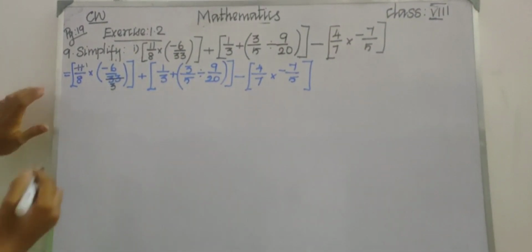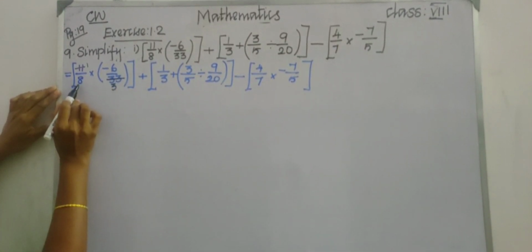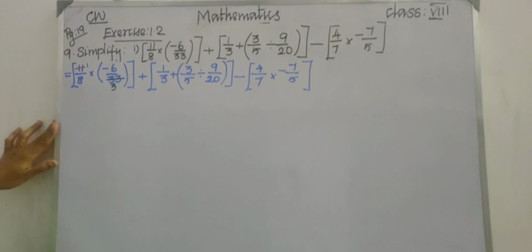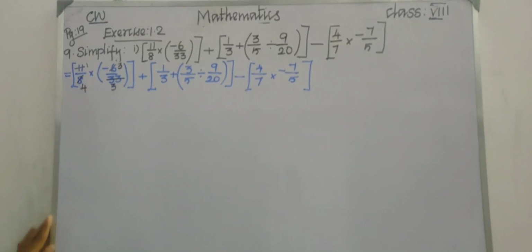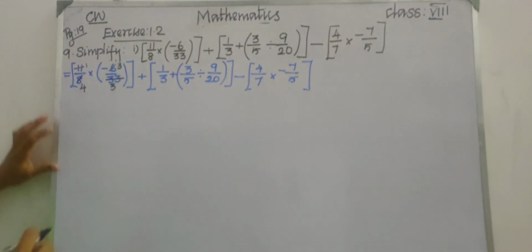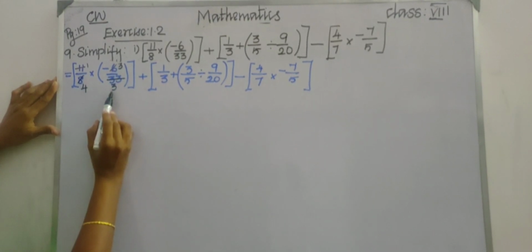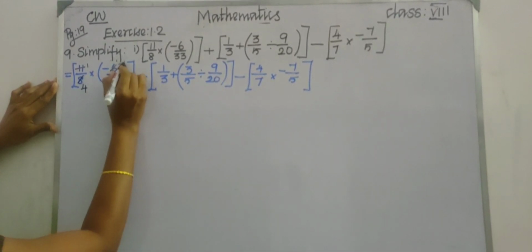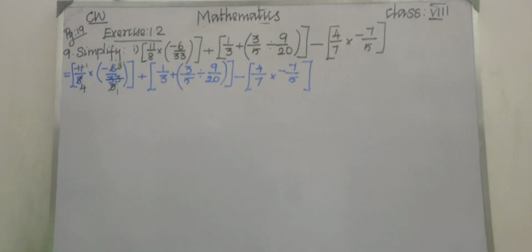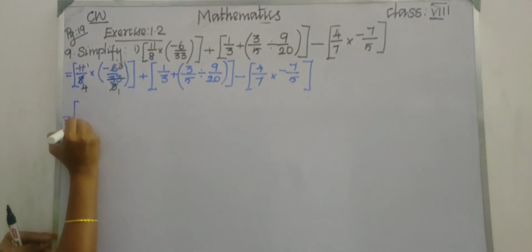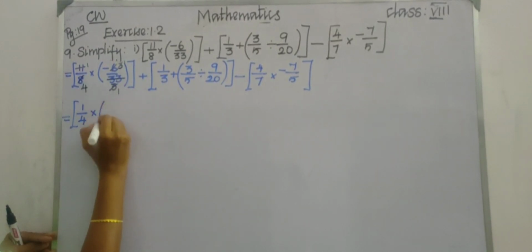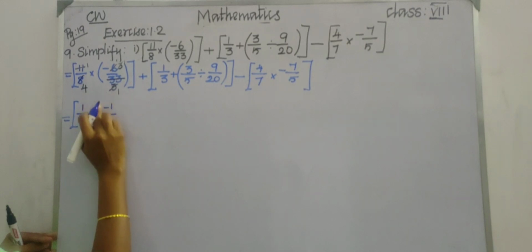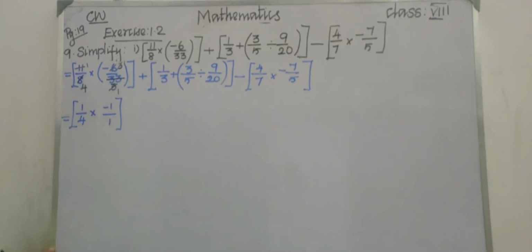Okay children, and see here we are having minus 6 and here we are having 8. So we can cut this by using 2 table, right? So 3 2s are 6 and 4 2s are 8. Okay children, and also here we are having 3 and also here we are having 3. So that we can cut, right? So 1 3 is 3 and again 1 3 is 3. Okay children, so we got the term as 1 upon 4 into 1 upon minus 1 upon 1. Okay, we got this term, okay?